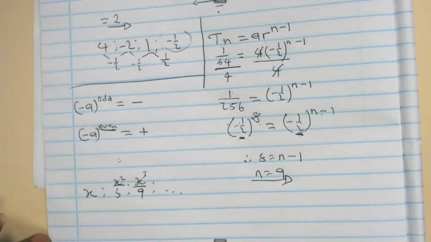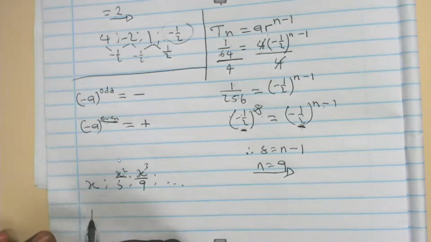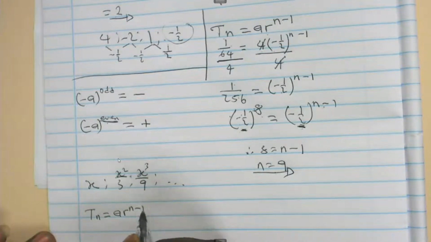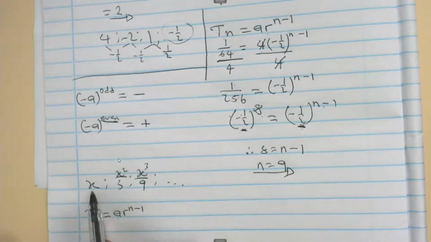If this is our sequence, and the question says determine the nth term in terms of x, meaning that on our nth term we are going to have x as the variable also. For us to find the nth term in terms of x, this is the geometric sequence: Tn is equal to ar to the power of n minus 1. Our a, the first term, is x, so we are only left with r.